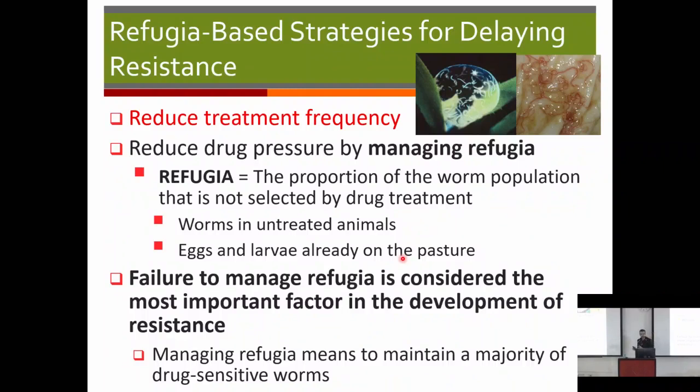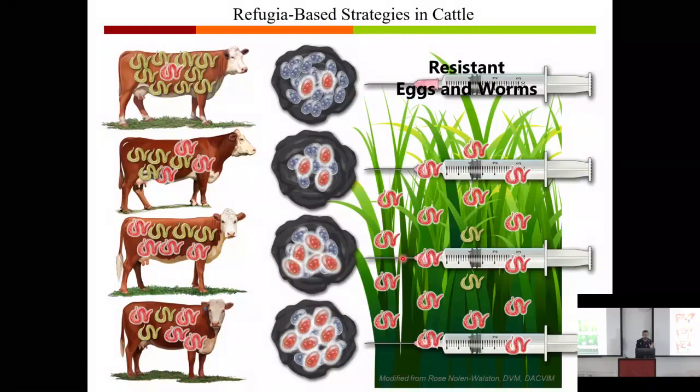So reduce the drug selection pressure to manage the refugia. This is how the refugia work. Failure to manage the refugia means that development of the resistance will be there. And managing the refugia means maintaining the majority of the drug-sensitive worms. So this is how the refugia strategy works. This is one example I can give you of how this refugia-based strategy works.